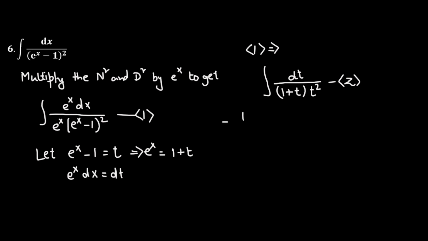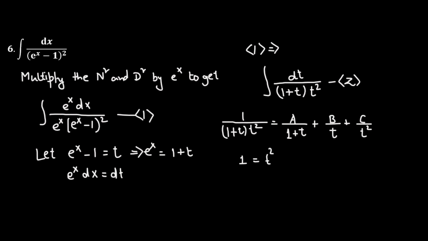So we have a new integral, and we are going to decompose the integrand 1 over (1 plus t) times t squared into 3 partial fractions, which can be written as a over 1 plus t plus b over t plus c over t squared. Now multiplying both sides with the least common denominator, that is (1 plus t) times t squared, we get 1 is equal to t squared times a plus t times (1 plus t) times b plus (1 plus t) times c.